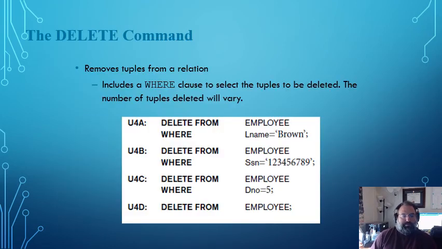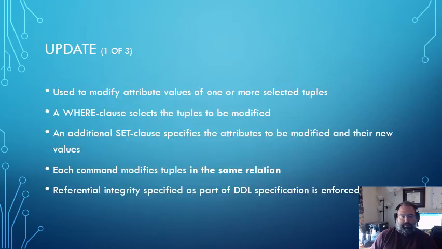So the delete command is basically to delete from some table name, where, and some criteria. So in this case, we're saying delete everybody that has the last name Brown, delete everybody that has the social security number 1, 2, 3, 4, 5, 6, 7, 8, 9, and then delete everybody with a department number of 5, or delete all records from employee. So we want to be very cautious of such things. It does enforce referential integrity and will cascade any sort of deletions that are necessary. But again, you want to be very cautious of unbounded deletes.